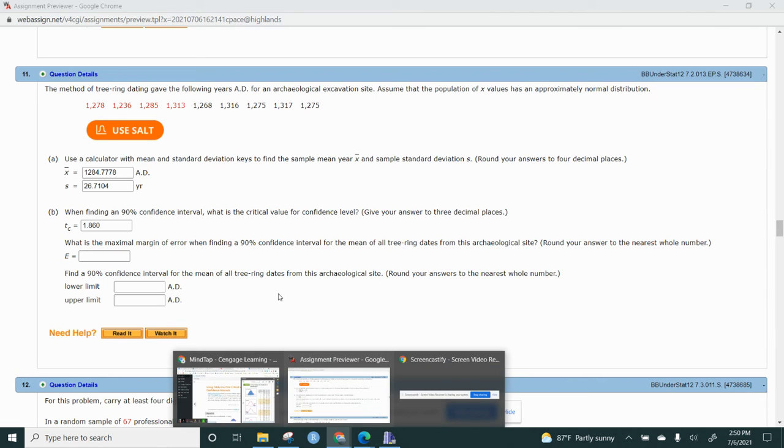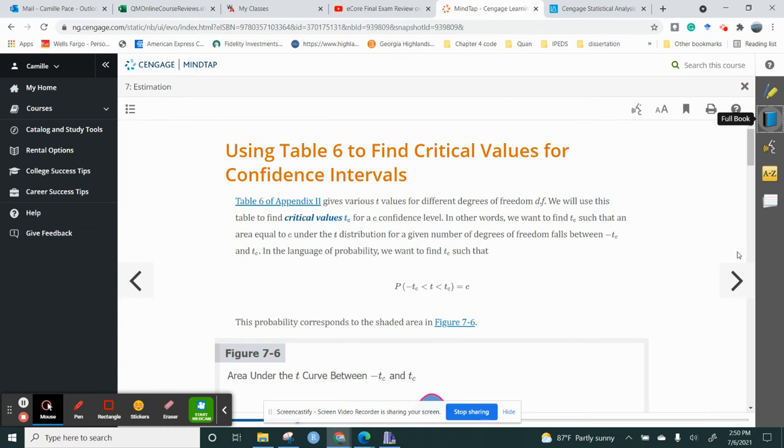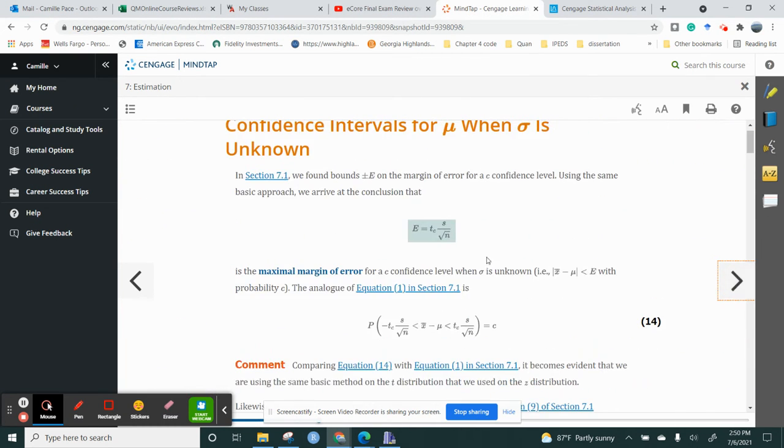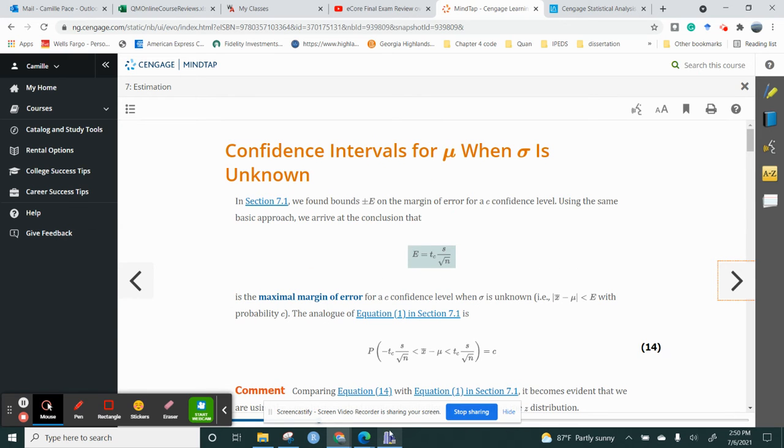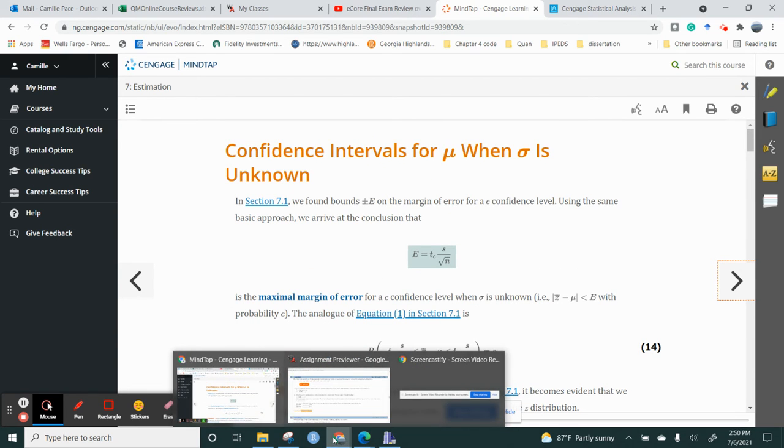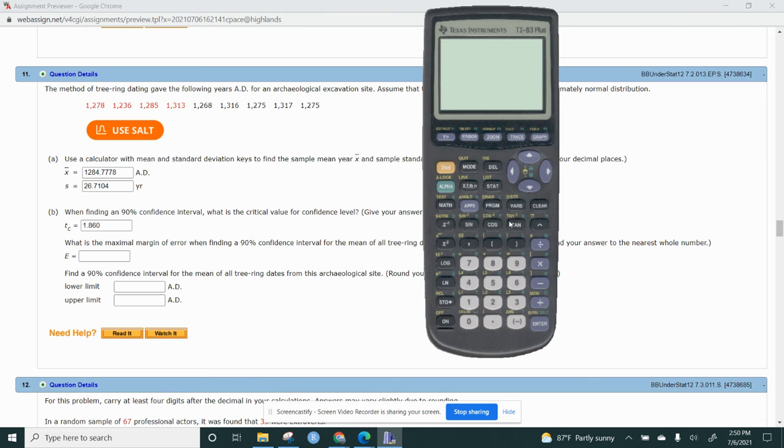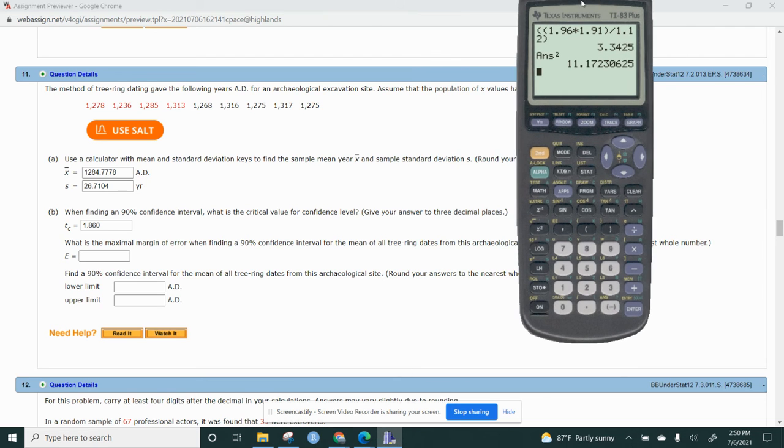All right, so now it wants me to find the maximum margin of error. You can read this in the book. It is a formula, and I'll show you where it is. If I keep going in this chapter, it's right here. So I'm going to put all this stuff in my calculator. Let me go back to the problem and bring up my calculator. Okay, so here I go.